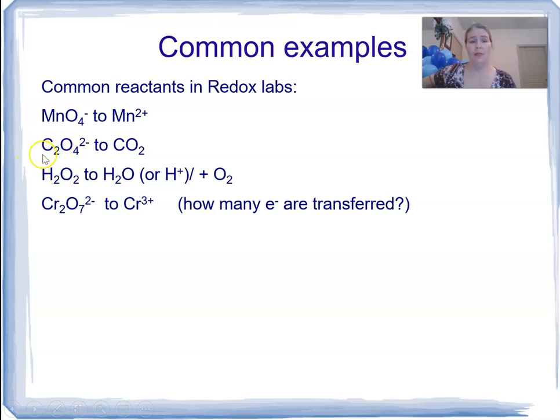We can see oftentimes things going from oxalate to CO2. That's going to be really important when we think about this, that one oxalate ion makes 2 CO2s. You'll also see that down here with dichromate. Dichromate is orange going to the colorless Cr3+ ion. And one thing that people miss so many times is that a dichromate makes 2 Cr3+.